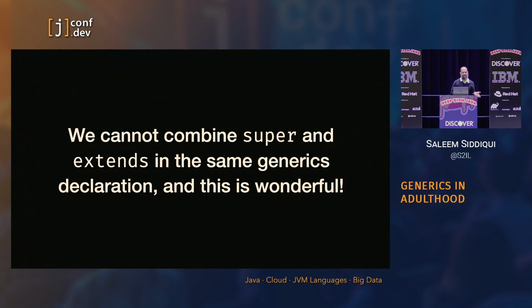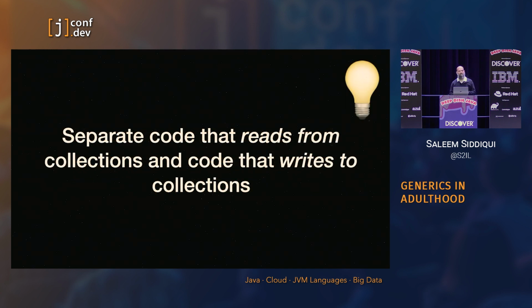You cannot combine super and extends in the same generics declaration, and this is wonderful. There's no syntactical way to say question mark, extends something, and super something else. There's no legit way to say that. And that's great. Why is that great? Because this gives us a very nice de jure style of separating our concerns. Code that reads from collections and code that writes to collections has to be separated, because there's no way to write a collection that is infinitely malleable.